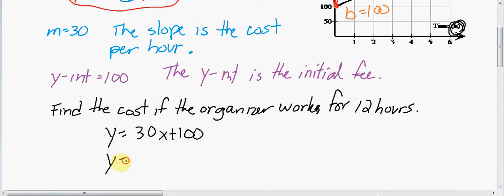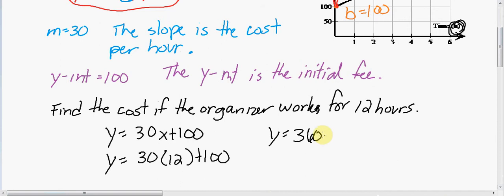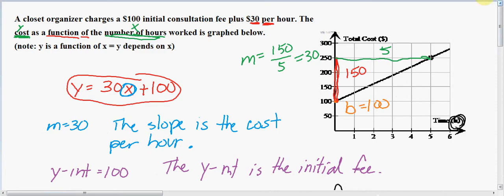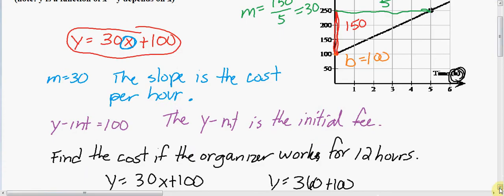So I'm going to do that here. And when I do that, I get y equals 30 times 12 plus 100. 30 times 12 is 360. So y equals 460. Alright, and again, if I go back up into my original problem, y is my cost. The y-axis tells me that's the total cost.